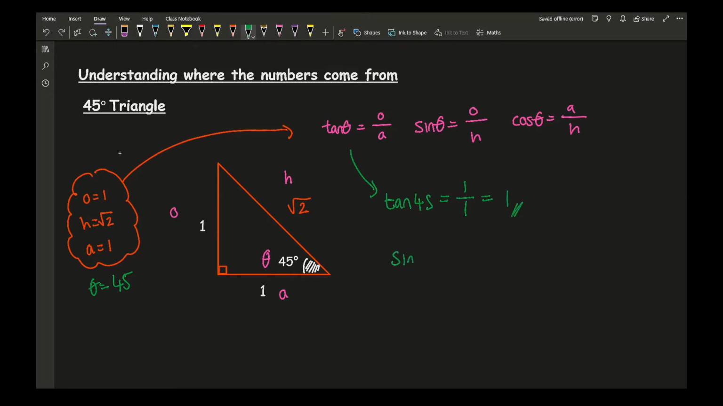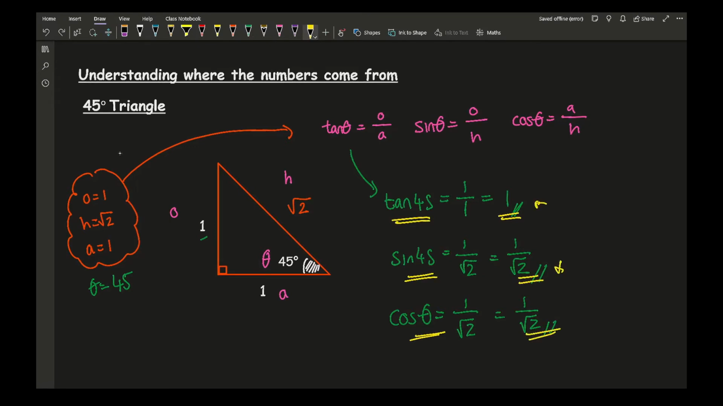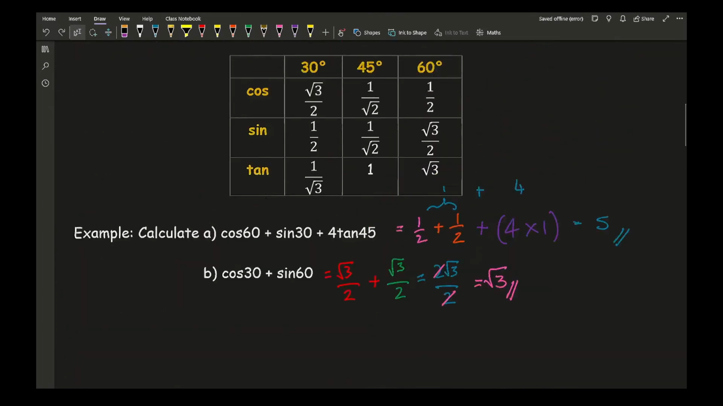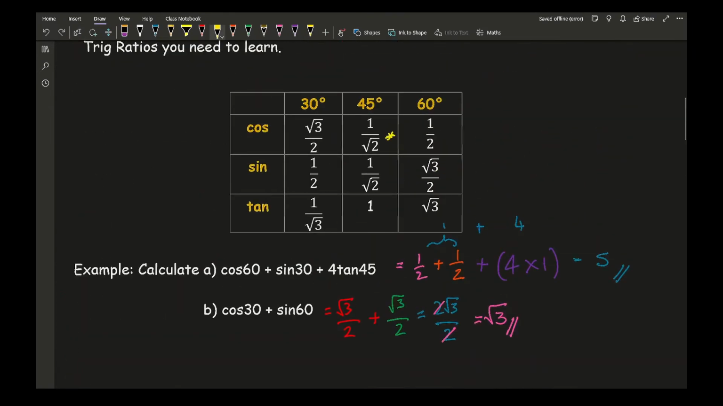Then if I look at sine 45, sine is opposite over hypotenuse, so I've got 1 over root 2. And then cos theta equals adjacent over hypotenuse, which is 1 over root 2, so that's 1 over the square root of 2. Now, what you will find is that those three values I've got here are, if I scroll back up, these middle values here. And so that's how I've generated those three numbers.